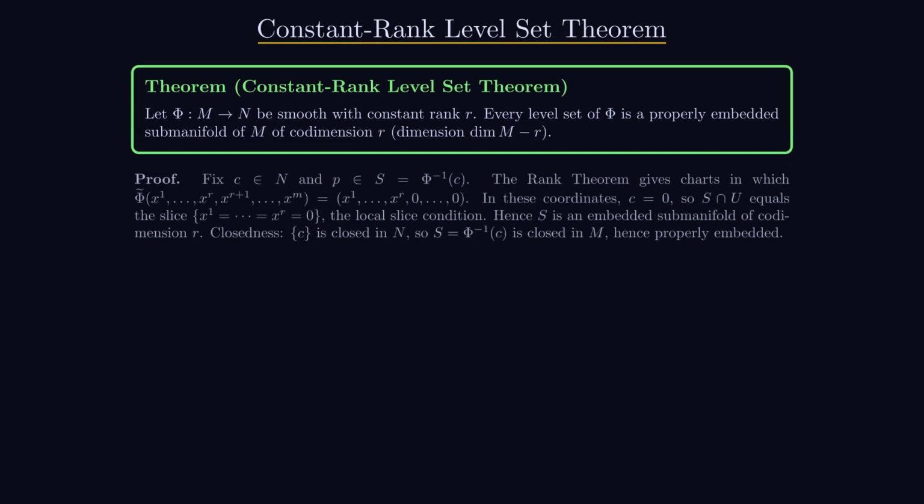This is the local slice condition for an embedded submanifold of codimension R. Since P was arbitrary, S satisfies the local slice condition at every one of its points, so S is an embedded submanifold. Properness means the inclusion of S into M is a proper map, equivalently, that S is closed in M. It follows because the single point C is closed in N, and the preimage of a closed set under a continuous map is closed.